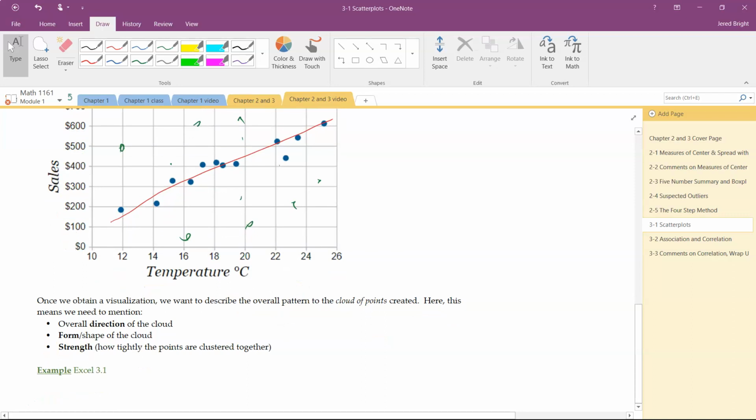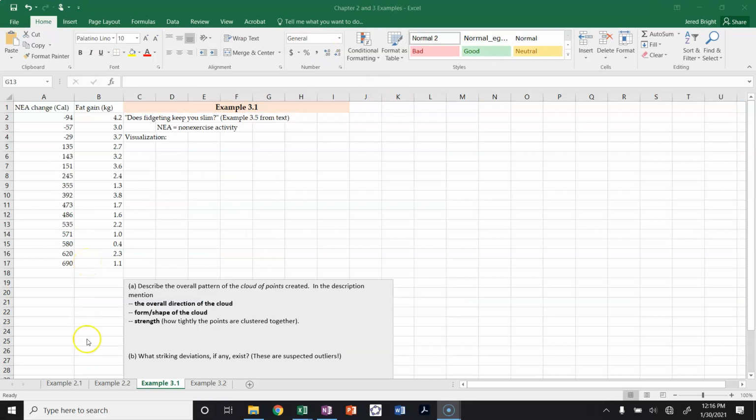Okay, so we'll create a scatter plot in this first Excel example, example 3.1. You can read more about the context in your text; it's example 3.5 from the text. NEA stands for non-exercise activity, and the question they're investigating is, if you fidget, does that keep you slim? Do you actually burn calories, or lose mass as a result of this fidget or non-exercise activity? Here you can see the NEA change, measured in calories, versus the fat gain that corresponds to it.